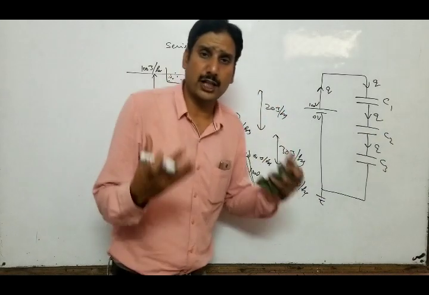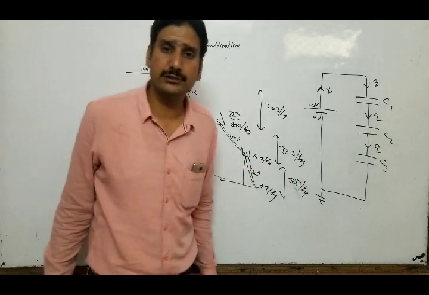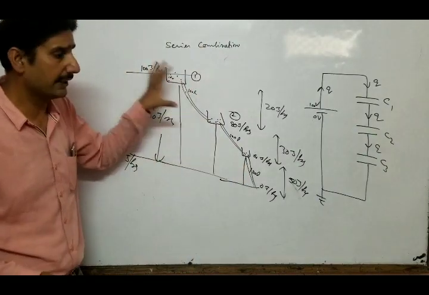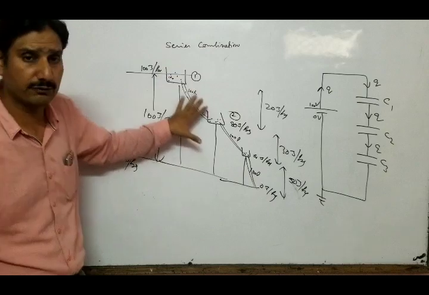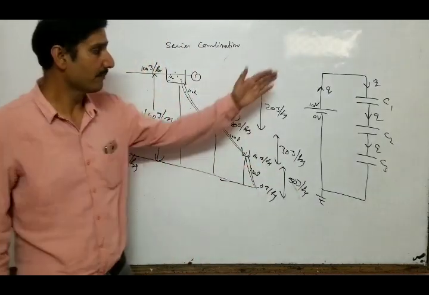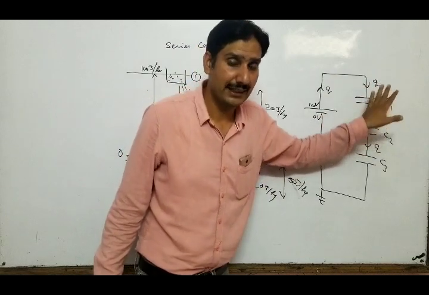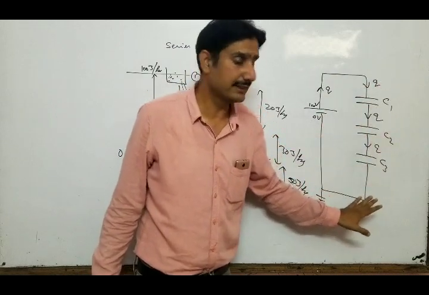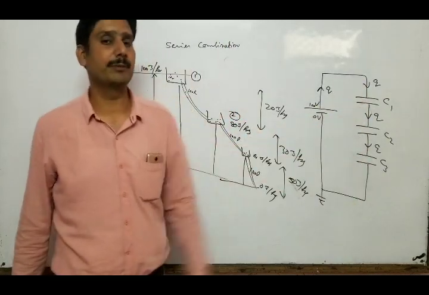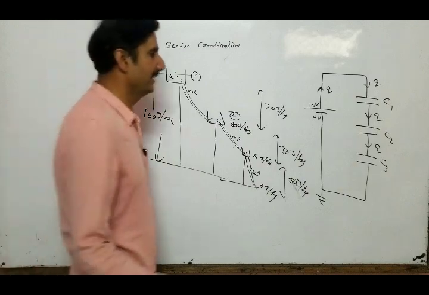Now think of charge in analogy with water flowing through pipes. If 100 liters of water was flowing through the first pipe, the same amount of water will flow through all pipes in series combination. Similarly, if charge Q is flowing through the first capacitor, as long as we remain in series combination, the charge on all the capacitors would remain the same. But what will change? The potential drop.